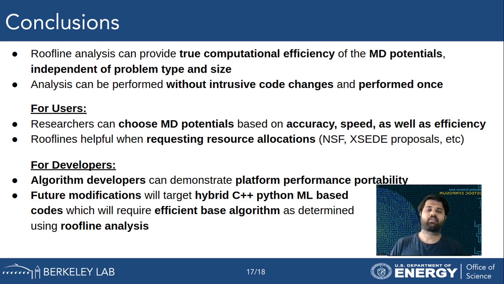And rooflines can be especially helpful when requesting resource allocations, let's say to NSF or XSEDE, in the form of proposals. You can include them along with strong and weak scaling. For the developers, now you have a true measure of performance portability, and any future modifications can be baselined using the roofline analysis to show how efficient your base algorithm was.